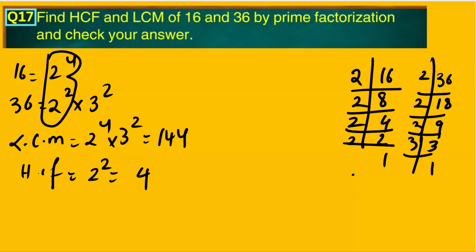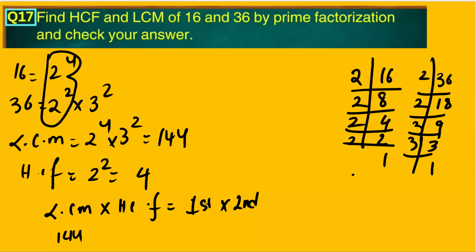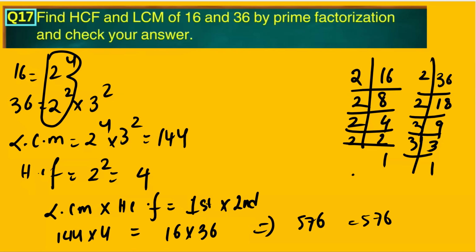Now we have the HCF and LCM. The relation between them is that LCM multiplied by HCF equals the first number multiplied by the second number. 144 multiplied by 4 gives 576. Then 16 multiplied by 36 also gives 576. So it is verified that 576 is equivalent to 576. I hope you have got it.